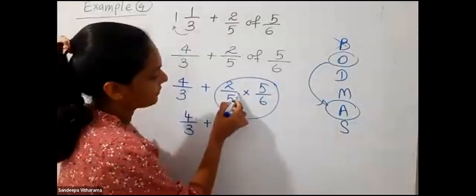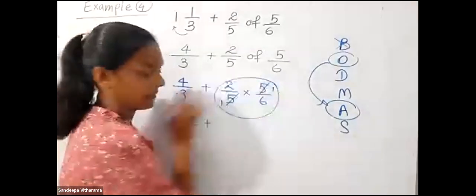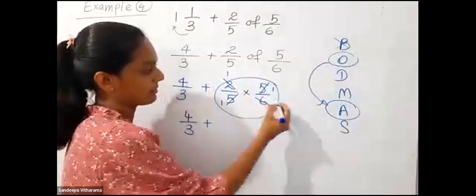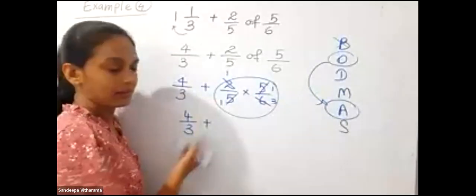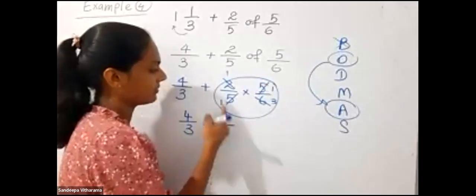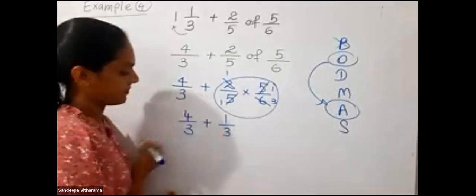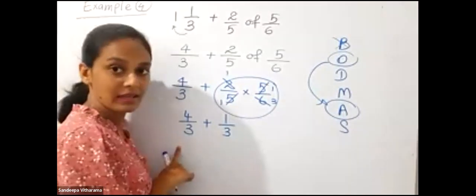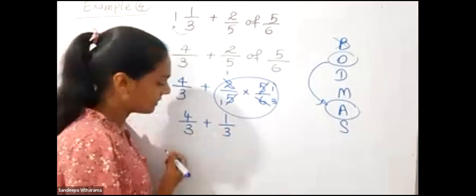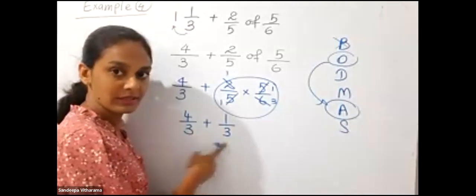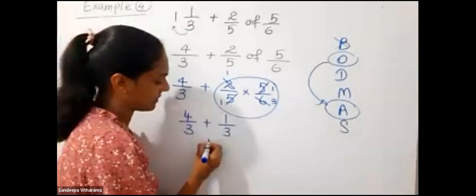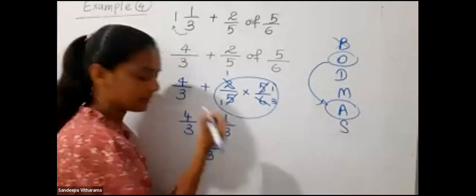Look at here, 5 to 5 can be cancelled. Then 2 to 6 can be cancelled to 3. Then 1 into 1 is 1. 1 into 3 is 3. So now it is very easy because denominators are the same in this case. So no need to convert to a common denominator. Already it is a common denominator. So add the numerators. It's 5/3.